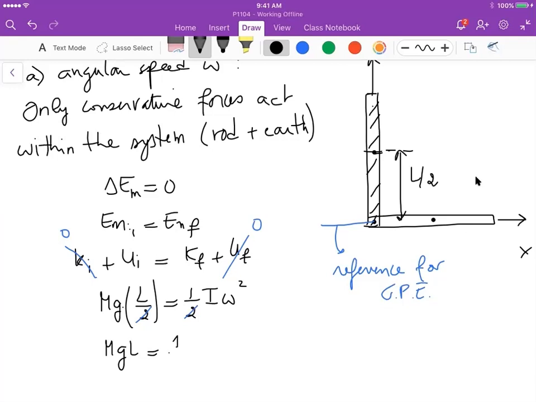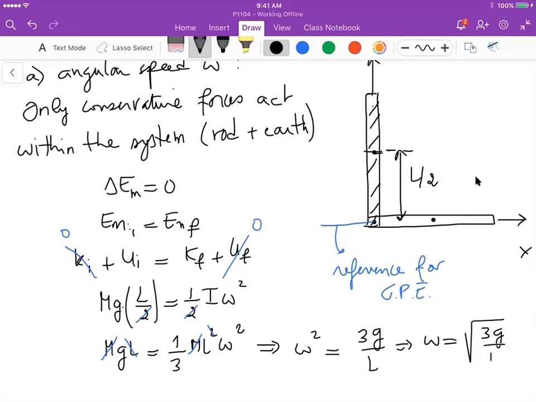It's defined or given by 1/3 times m times the length squared multiplied by omega squared. And so now if we again reduce the factors m and then L on both sides, then we can immediately deduce that omega squared is equal to 3 times g divided by L. And so we can deduce finally that omega is equal to square root of 3 times g divided by L. And this is the answer we are looking for.